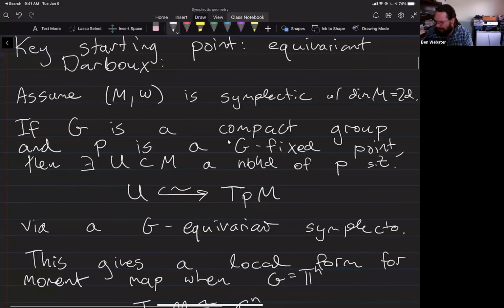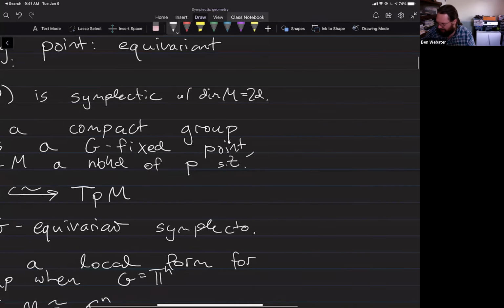So assume we have a symplectic manifold. And now I'm not making an assumption about the relationship between the dimension of the manifold and the dimension of the torus. In fact, at least initially, I'm not even assuming that the group is a torus. So start with a symplectic manifold. Its dimension is 2d. I'm not even going to assume it's compact yet. And assume that I have a compact group. Sorry, and I should have said acting Hamiltonianly.